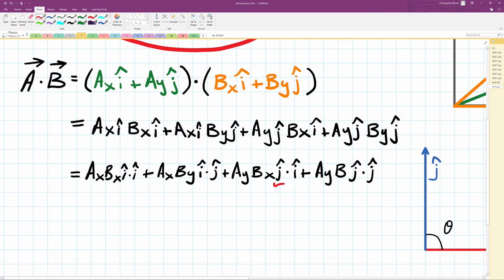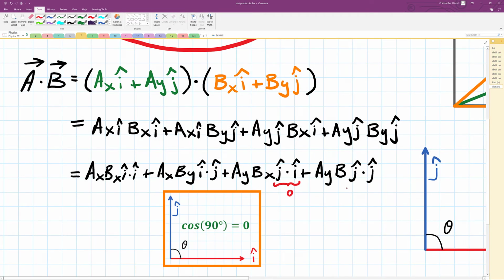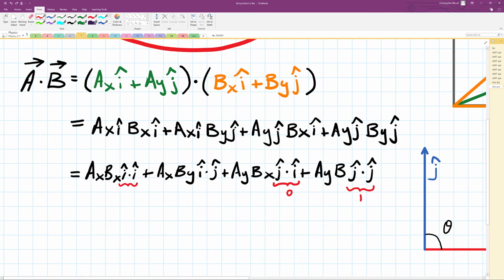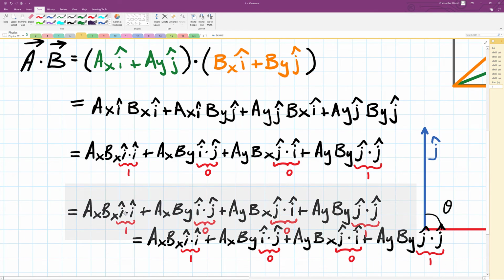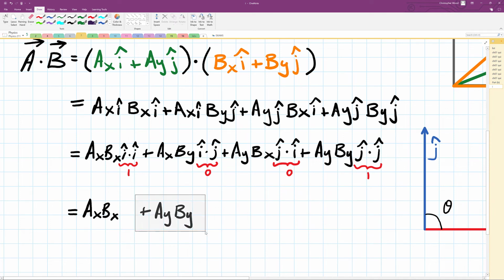Okay, let's continue with this third term. j hat dot i hat is equal to 0 for the same reason that i hat dot j hat is equal to 0. Those two vectors, i hat and j hat, are perfectly perpendicular, which means there's no parallelness. Cosine of theta is equal to 0 because theta equals 90. j hat dot j hat equals 1 for the same reason that i hat dot i hat equals 1. Both those vectors are parallel because theta equals 0 and cosine of 0 equals 1. Okay, so when we simplify, we see that vector A dotted with vector B equals ax bx plus ay by.